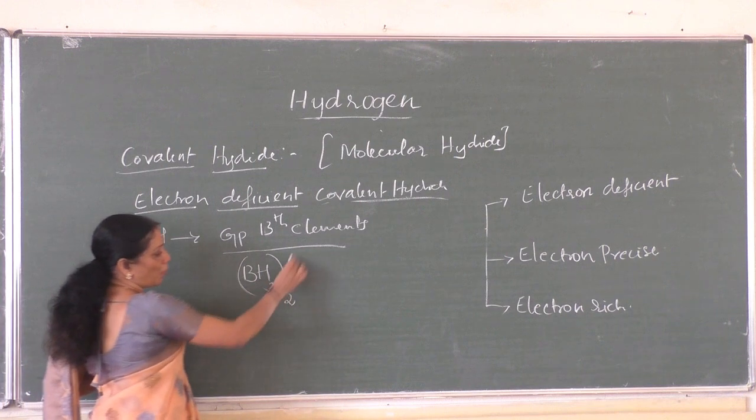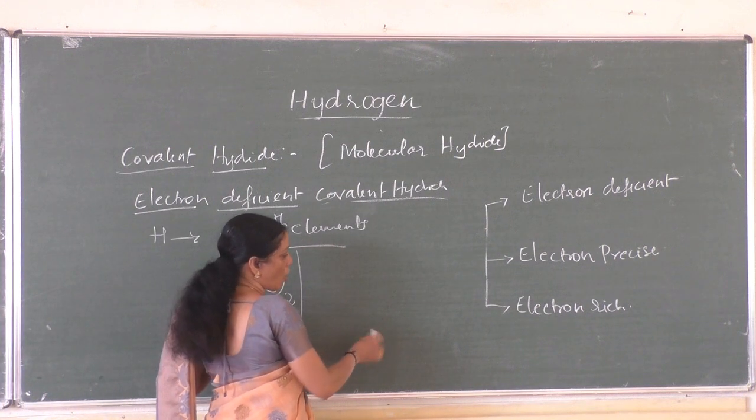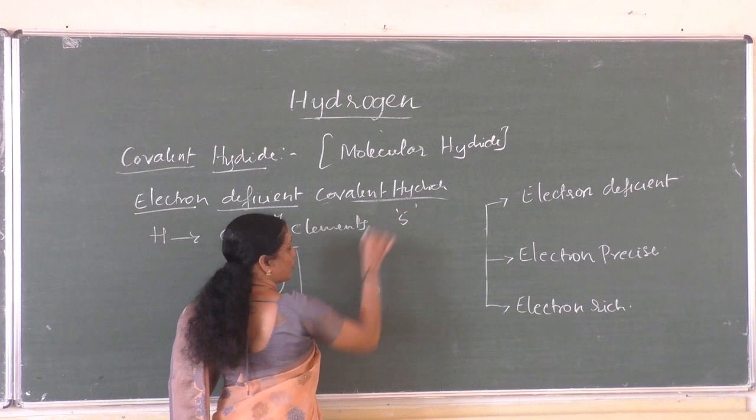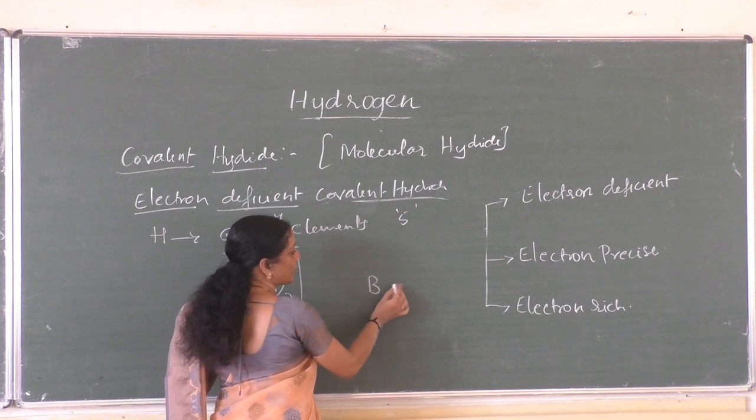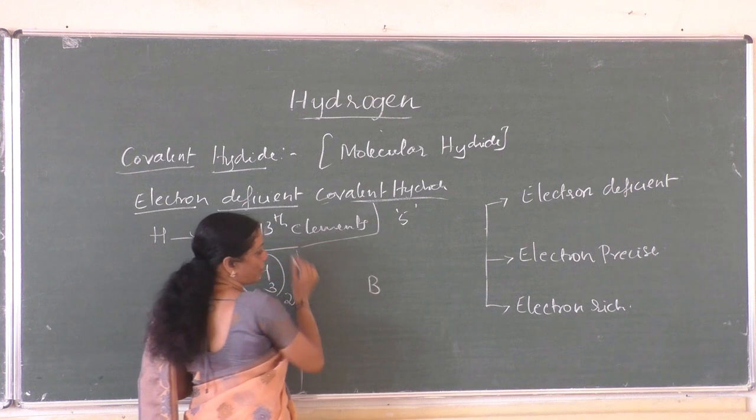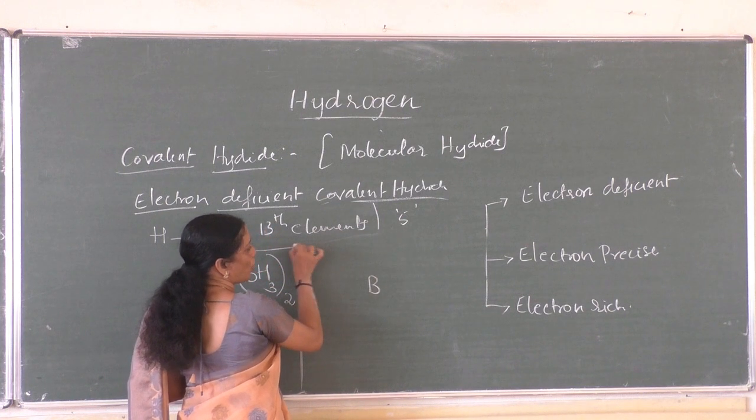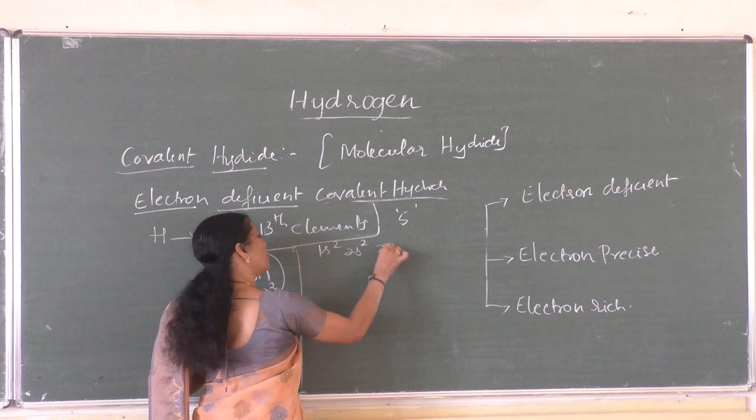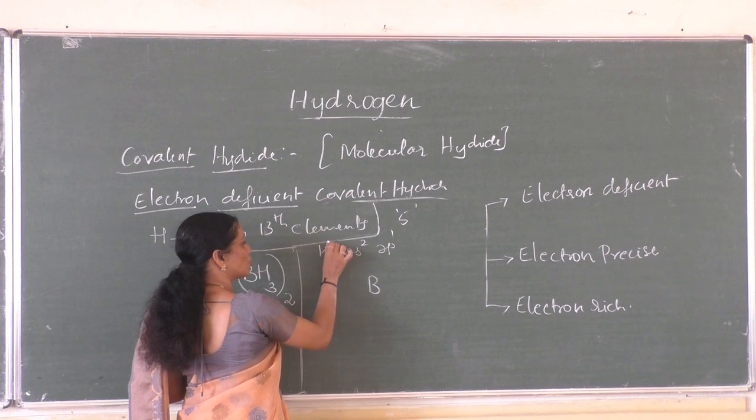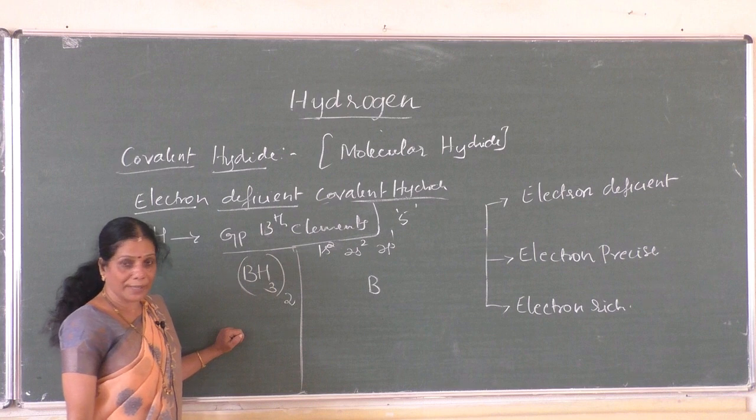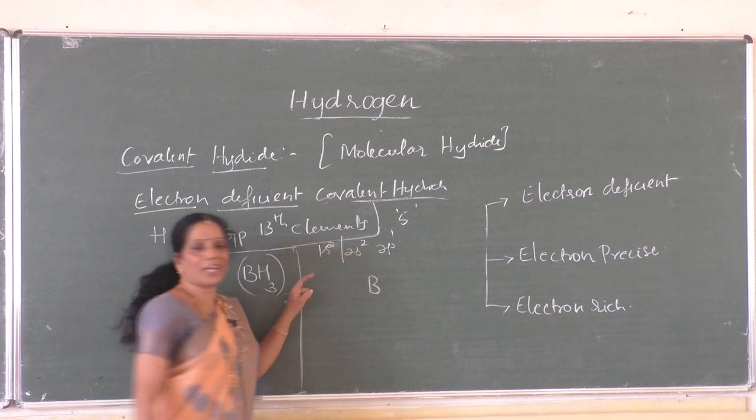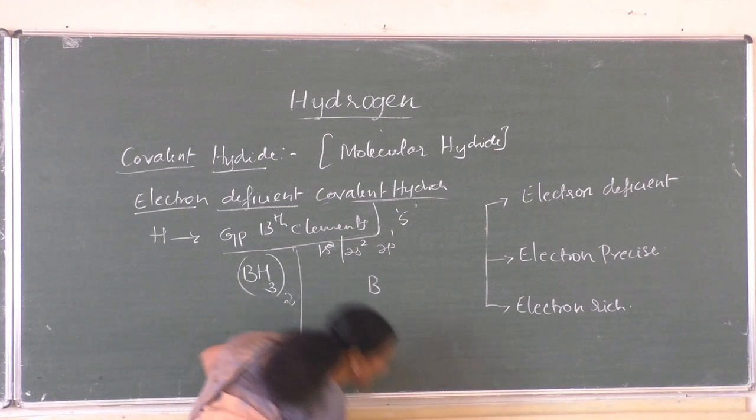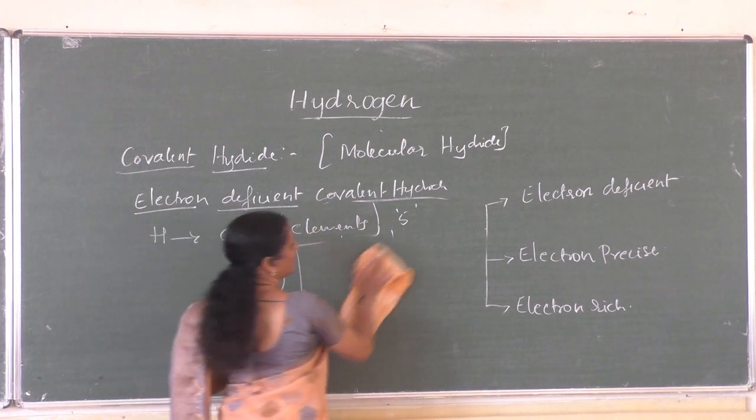Now if I consider borane, the hydride of boron, the atomic number of boron is 5, isn't it? The electronic configuration of boron is 1s2, 2s2, 2p1. Just see here, 1s2, 2s2, 2p1. The outermost valence shell contains how many electrons? 3 electrons. I have to write now those 3 electrons of boron. Listen here, students.